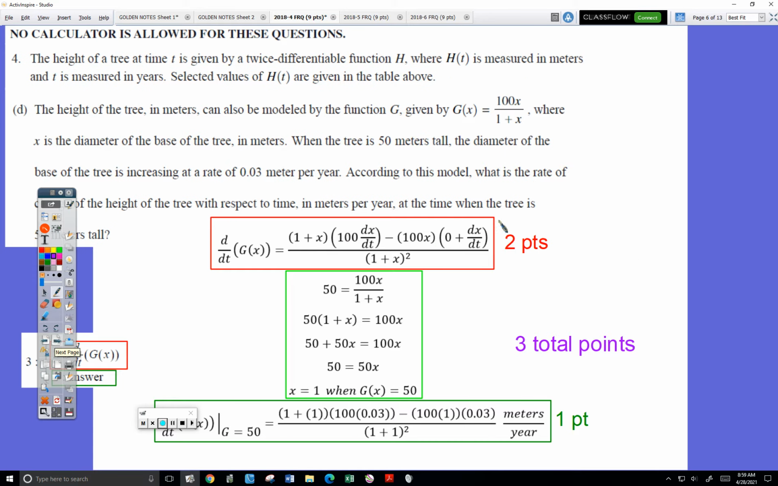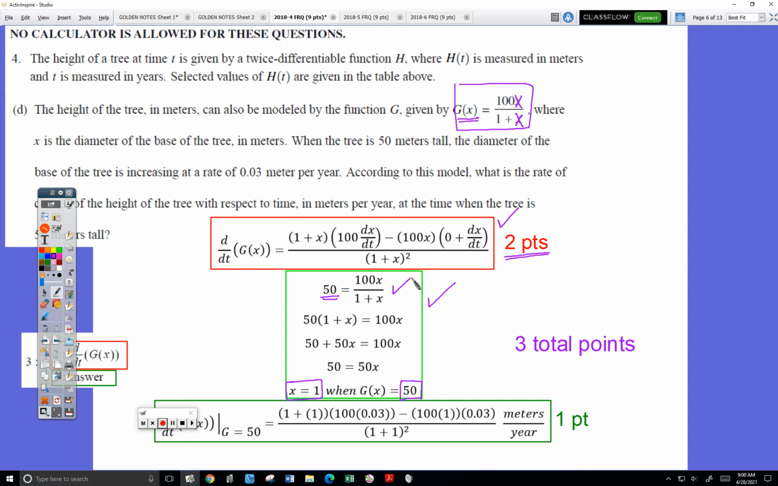This was my derivative again. That was worth 2 points, not 2 more points, just 2 points so far. This box here is not going to earn you any points, but you must go through this process in order to find out that when x is 1, when the diameter of the tree is 1 meter, the height of the tree is 50. We determined that by plugging 50 into the height-diameter equation there. So it's the slogan: we plugged in a height to find a diameter.